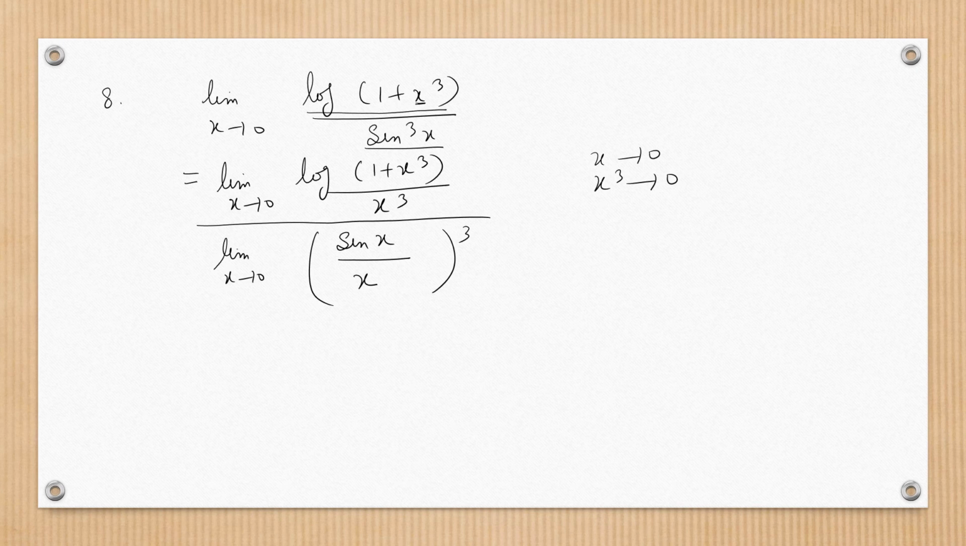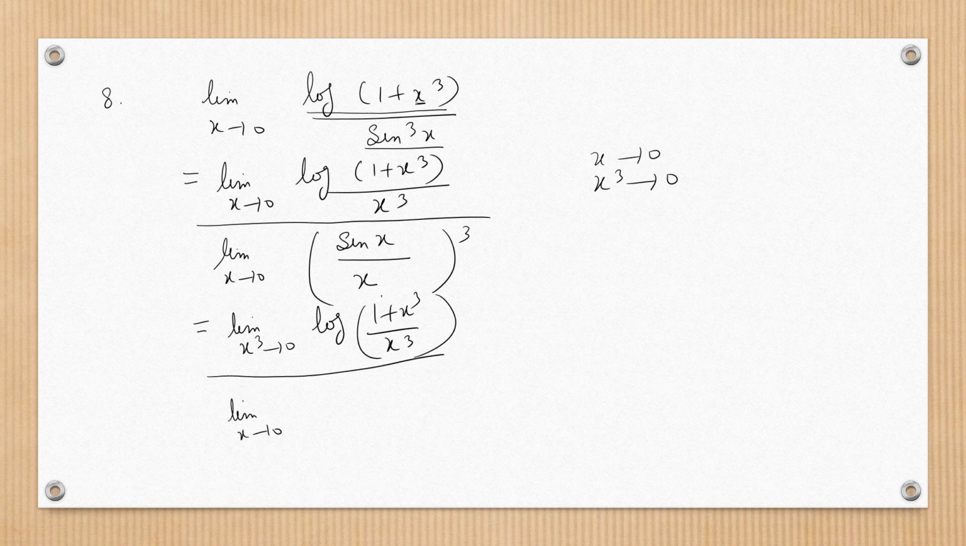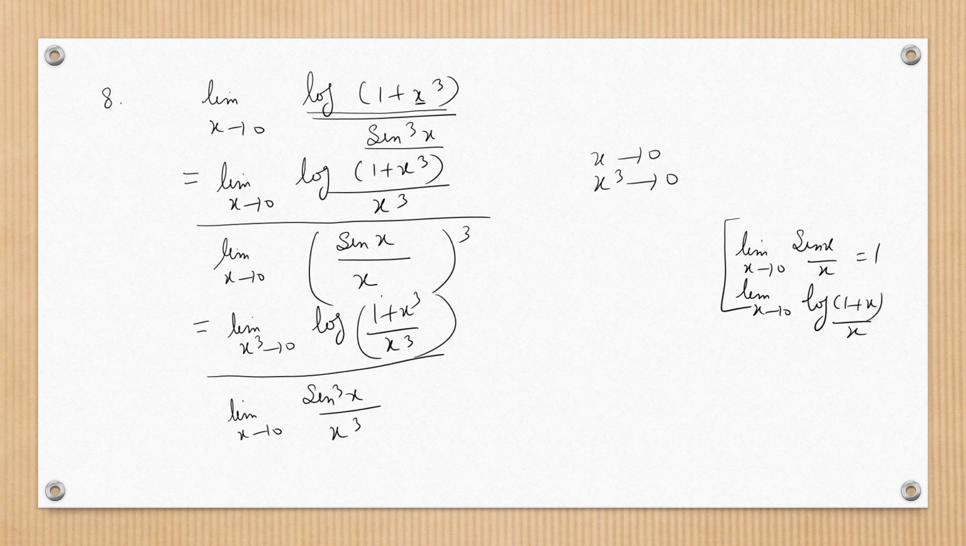Okay. So here you must represent it in proper form before applying the limit: 1 plus x cube upon x cube, right? And the denominator is just limit x approaches to 0, sine x upon x whole cube. Okay, so the two results that we are using are limit x approaches to 0, sine x upon x is 1, and limit x approaches to 0, log of 1 plus x upon x is 1. So it becomes 1 upon 1, and the answer is 1.